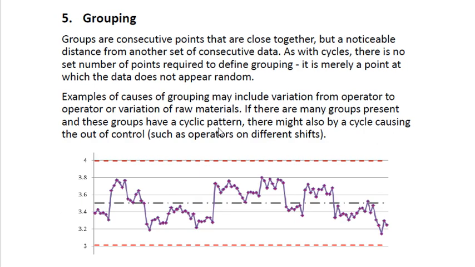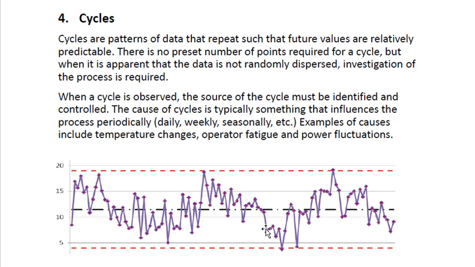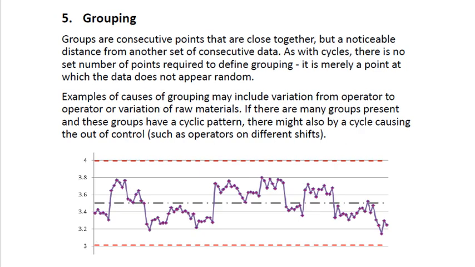The next one is grouping. Groups are consecutive points that are close together. When you look at it, you have groups. A cycle is different. When you look at this cycle pattern, you need to know how to look at it. This one is a group; it isn't a cycle.